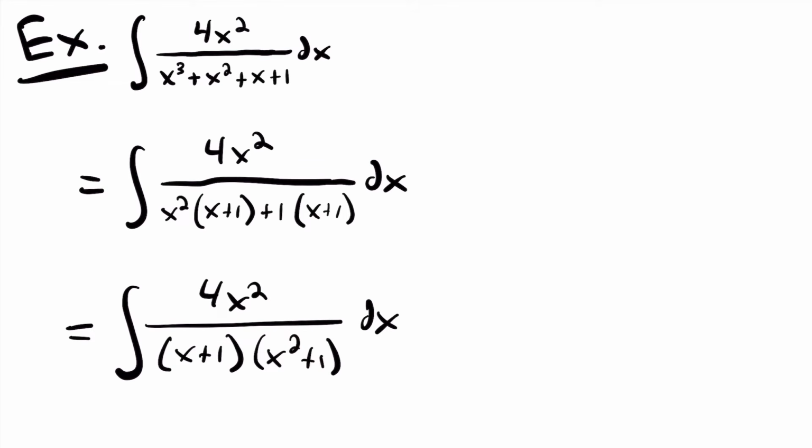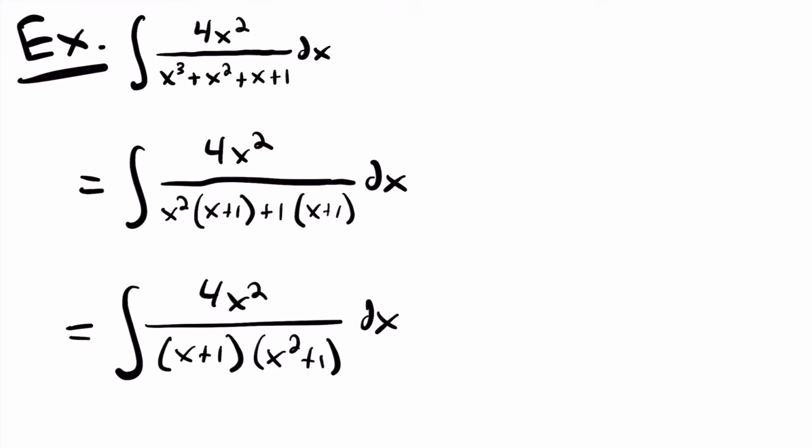Now typically when you have a quadratic factor, I would try to factor it further, but in this case we're not going to be able to do that. We have x squared plus 1, which cannot be factored. If it was x squared minus 1, then we could factor it because we'd have a difference of squares, but in this case it's x squared plus 1, and so it just has to stay as x squared plus 1.